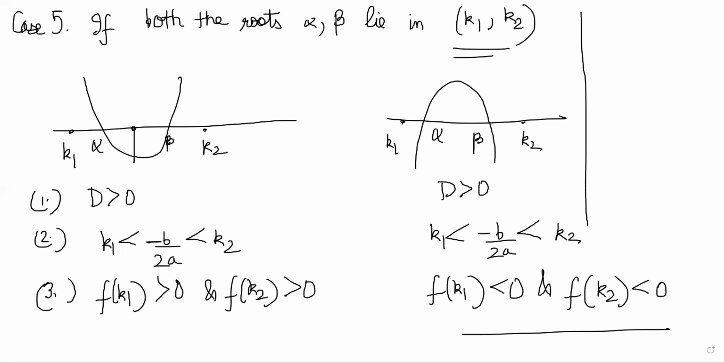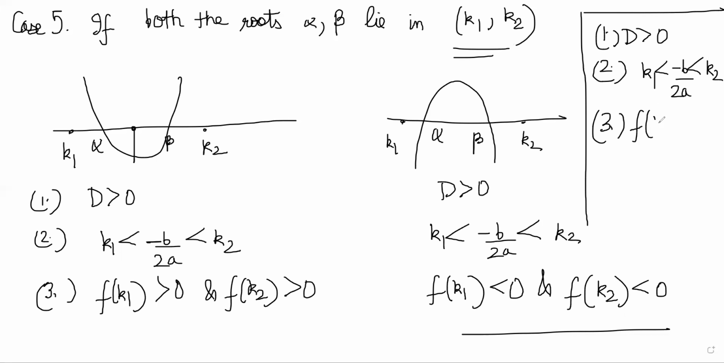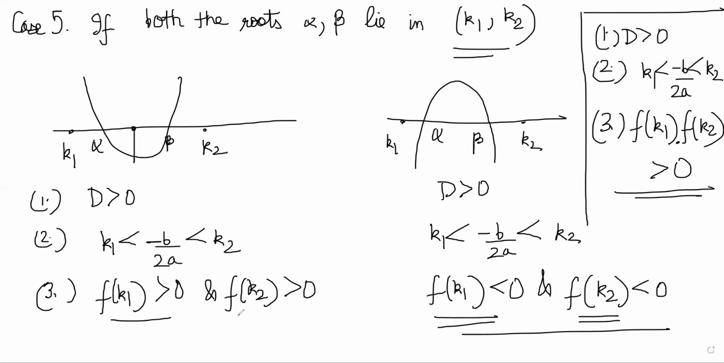So you can combine both of these conditions and eventually say that if both roots lie inside K1, K2, you will have this final condition for all types of quadratics. D should be greater than 0, then K1 should be less than minus B by 2A is less than K2, and the product of f of K1 and f of K2 should always be positive, right? Here also negative, negative product will be positive, and here also positive, positive, it will be positive, right?